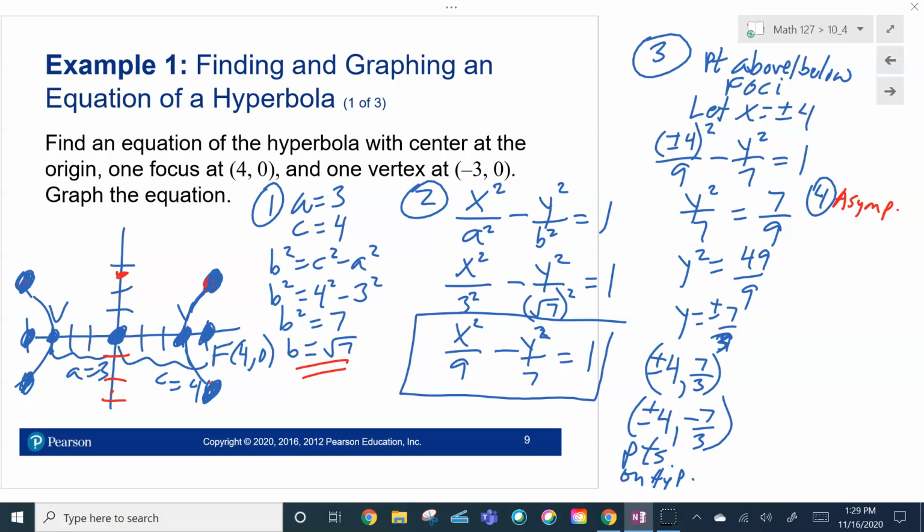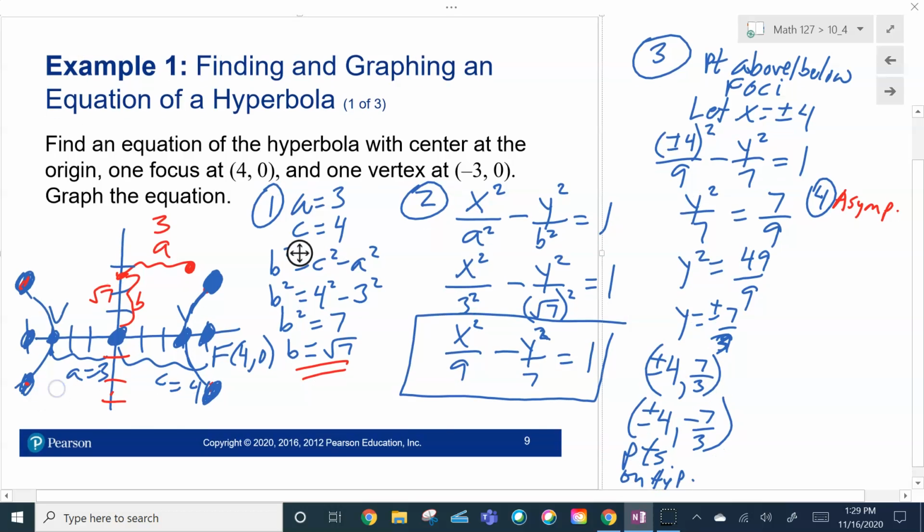Okay, so what I'm going to do is go up b and over a, and I'm going to make this rectangle. So I'm going to go up root 7. So this is root 7. I'm going to go over 3. And that's one corner of this rectangle. And then I'm going to go down b, down root 7, and left 3. And that's the opposite corner.